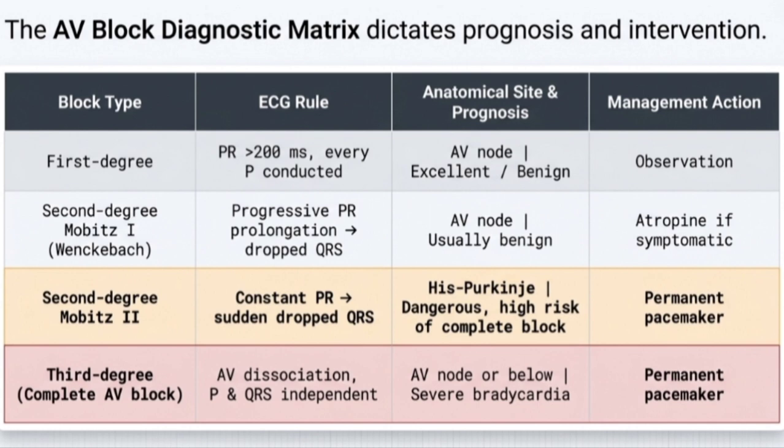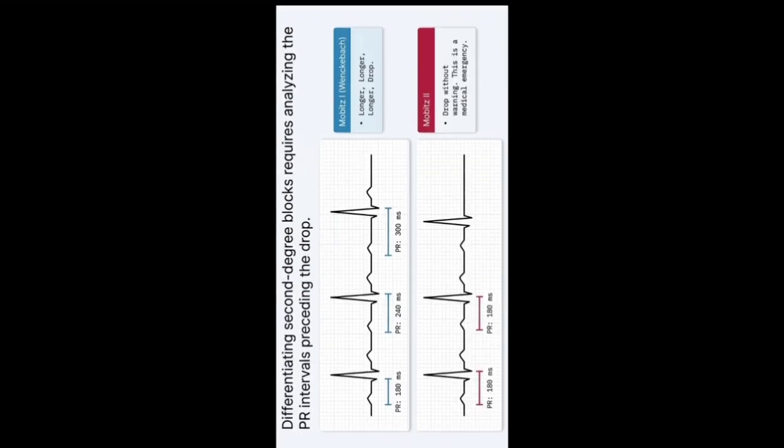The anatomical site of first degree heart block is the AV node, with excellent or benign prognosis, and second degree Mobitz 1 is also AV nodal and usually has a benign prognosis. But in Mobitz 2, the site is His Purkinje, and it may be dangerous with high risk of complete heart block. In third degree, the site is the AV node or below it, and there is severe bradycardia. In first degree, you may observe the patient, and in second degree Mobitz 1, atropine. In second degree Mobitz 2 and complete heart block, a permanent pacemaker is the management action.